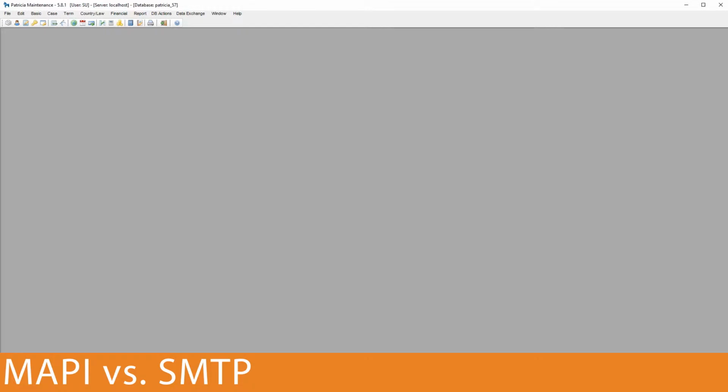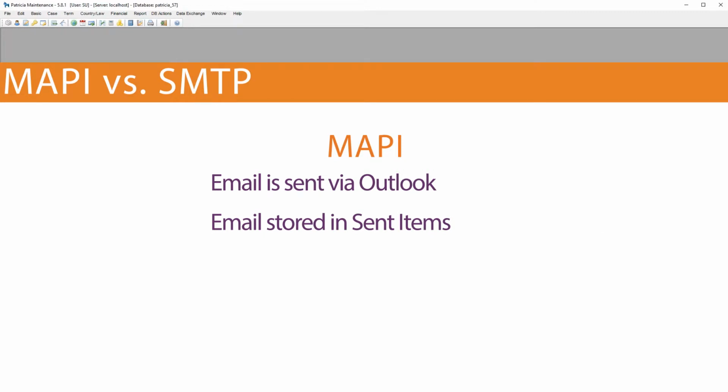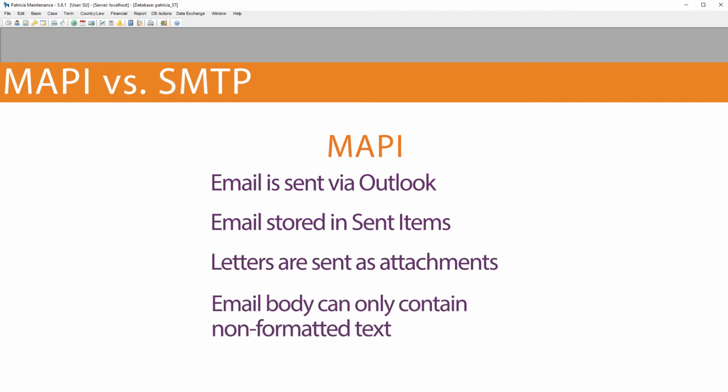So the difference between the two is as follows. With MAPI, an email is sent via Outlook and stored in the Outlook sent items. This cannot be used for any other emailing program. Letters are sent as attachments, and the email body can only contain non-formatted text. No pictures, text formatting, and so on.